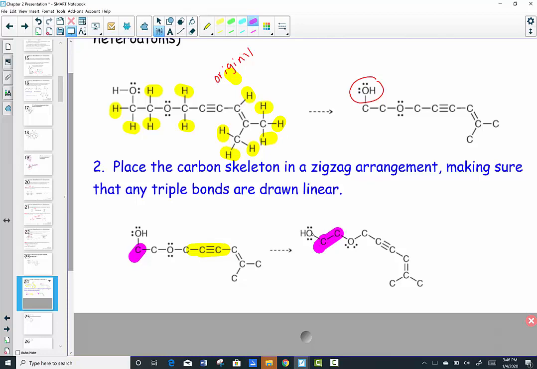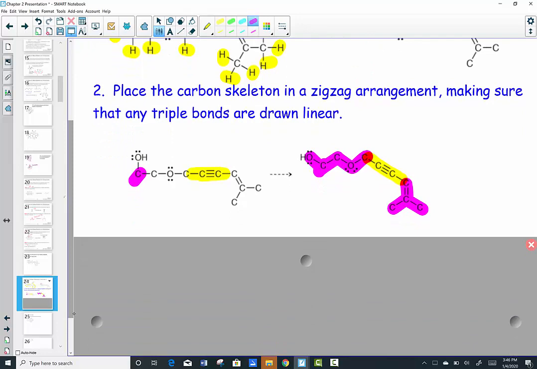I keep this part straight. And then again, I go back to up, down, up, down. And that's really a tail there. So think about placing it into a zigzag line. Anything that is single bonded or double bonded remains in a zigzag, but if it's triple bonded, it must remain linear because that's sp hybridized.